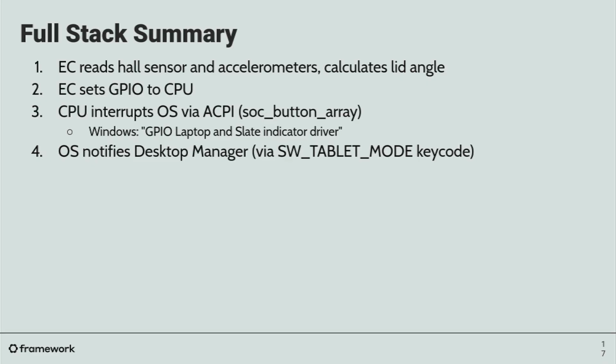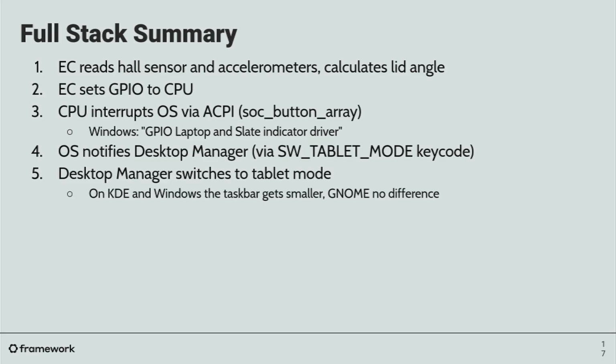On Windows, we don't know how it works, but on Linux, the kernel sends a software tablet mode key code to the system, and then GNOME and KDE and so on can read that through libinput and do whatever they need to. So the desktop manager switches to tablet mode. On KDE and Windows, you can see that. You can see the taskbar gets smaller. You know if you're in tablet mode or not. On GNOME, nothing happens, so you don't really know.